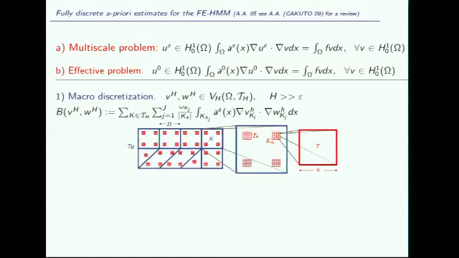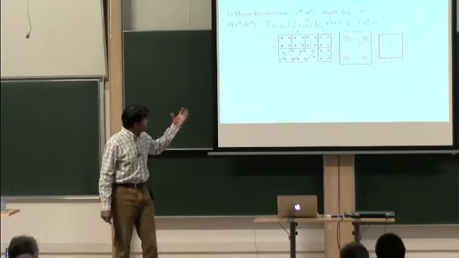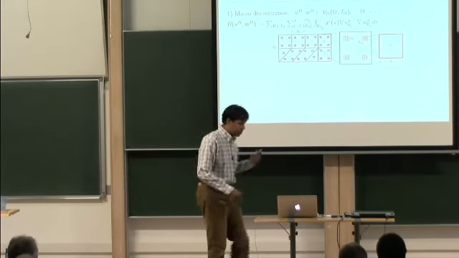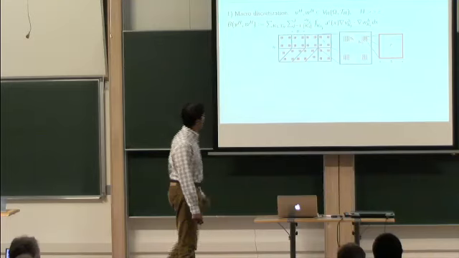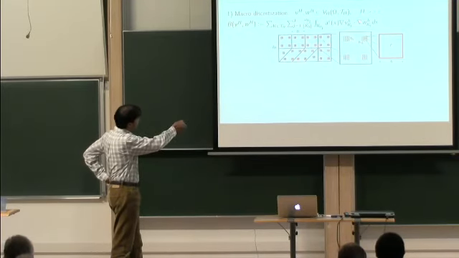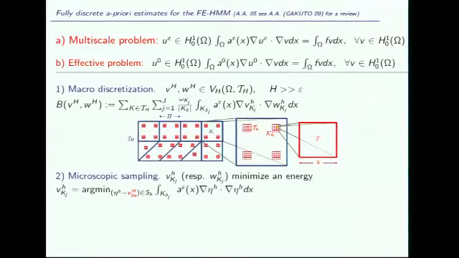K delta j, sorry, is located around the point xj. So WKJ and xj are quadrature points that you would use in standard FEM with numerical integration. What is different here is that for each macroscopic function we have a microscopic function, and this microscopic function minimizes an energy given by the original problem.